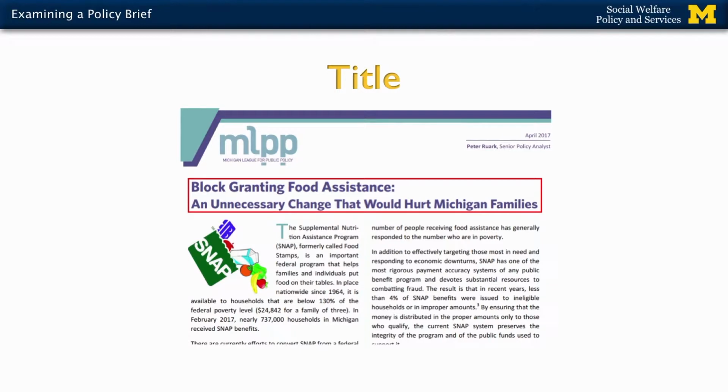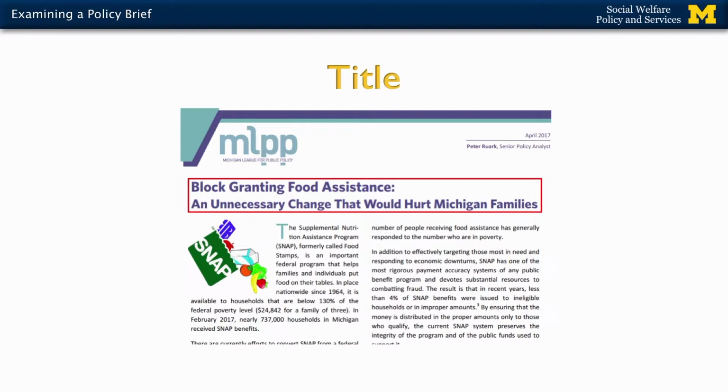This is a policy brief from the Michigan League for Public Policy about proposed changes to the SNAP program. The title for this policy brief, Block Granting Food Assistance, an Unnecessary Change That Would Hurt Michigan Families, contains all the core components of a successful title that we explored in the previous lecture. We understand what the policy is that's going to be explored here. We know it's going to involve block granting food assistance.